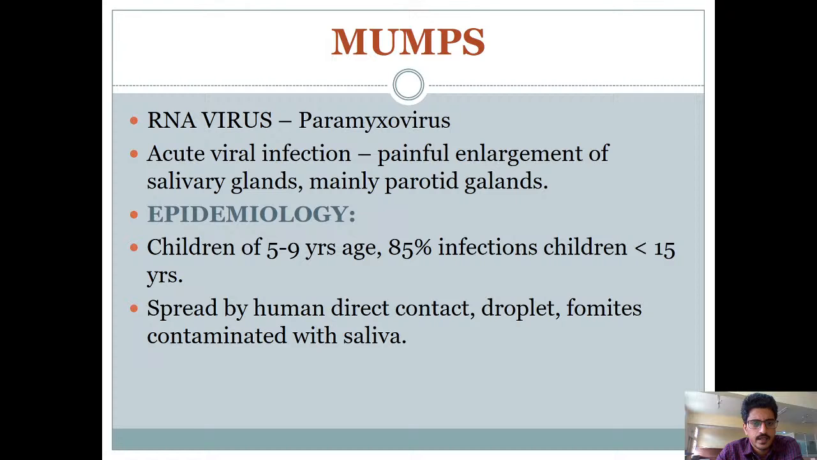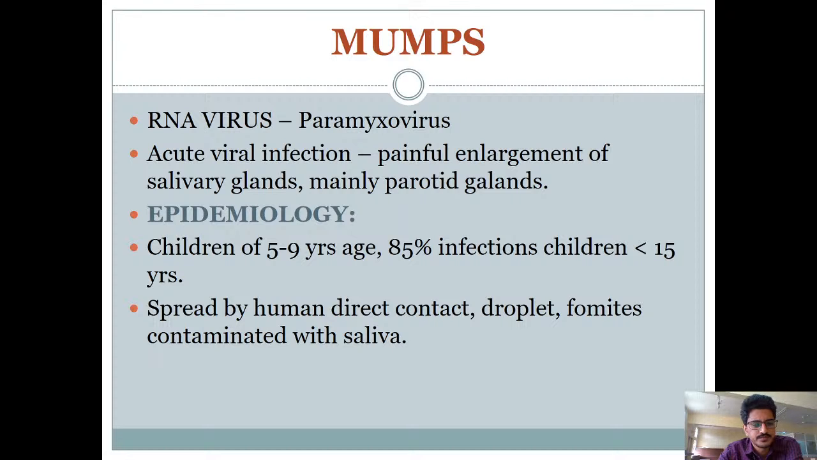Actually, the meaning of mumps is to mutter like a beggar. Previously, because of parotid swelling, the person is unable to talk properly, and it looks like muttering like a beggar. So that's why the name mumps. It is an RNA virus, belonging to the family Paramyxovirus. Mumps is an acute viral infection leading to painful enlargement of the salivary glands, mainly the parotid glands. The mumps virus has a predilection for infecting the salivary glands and nervous tissues also.